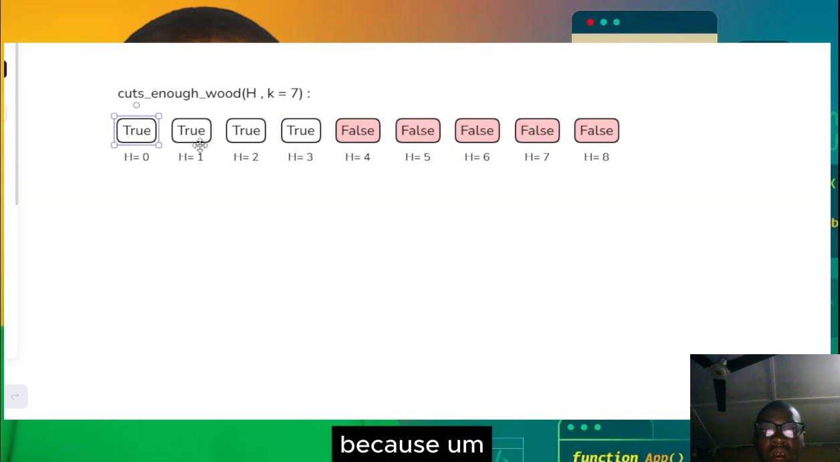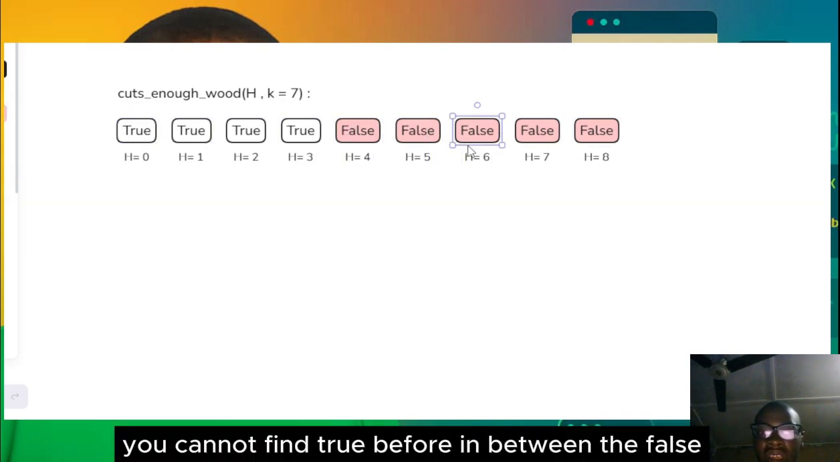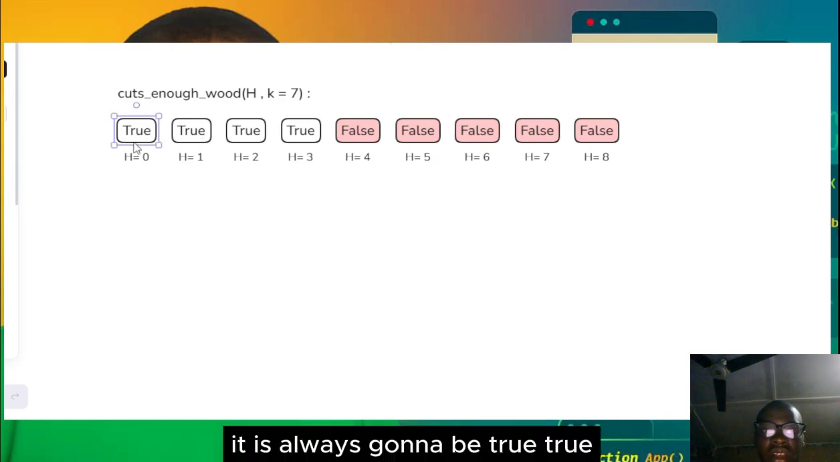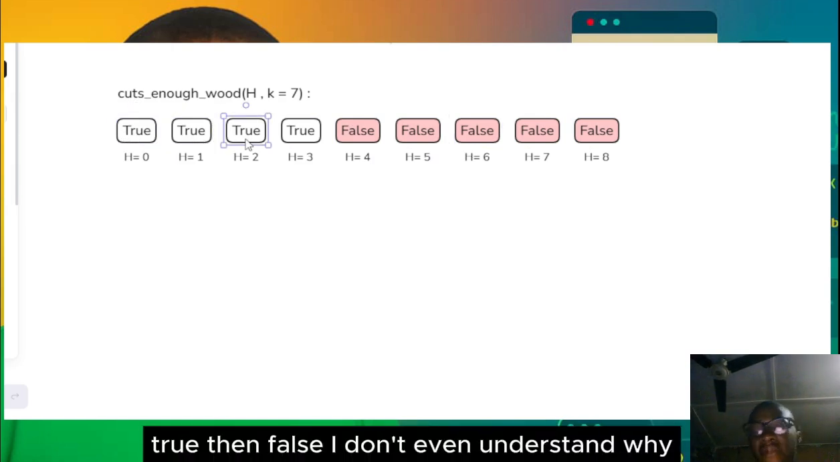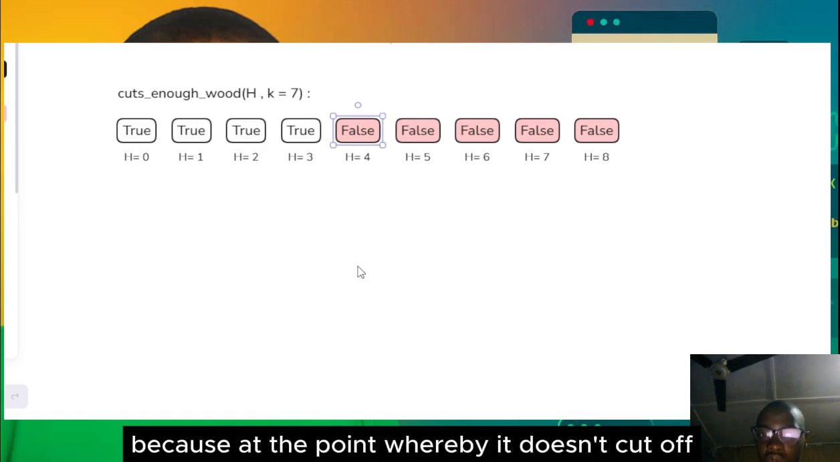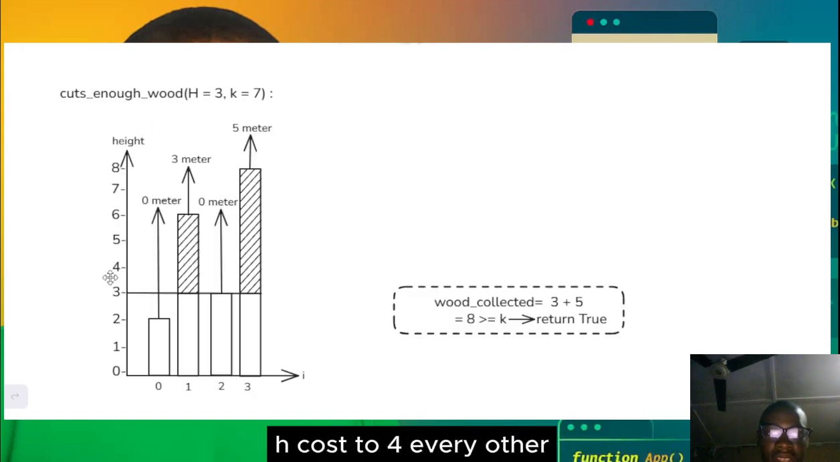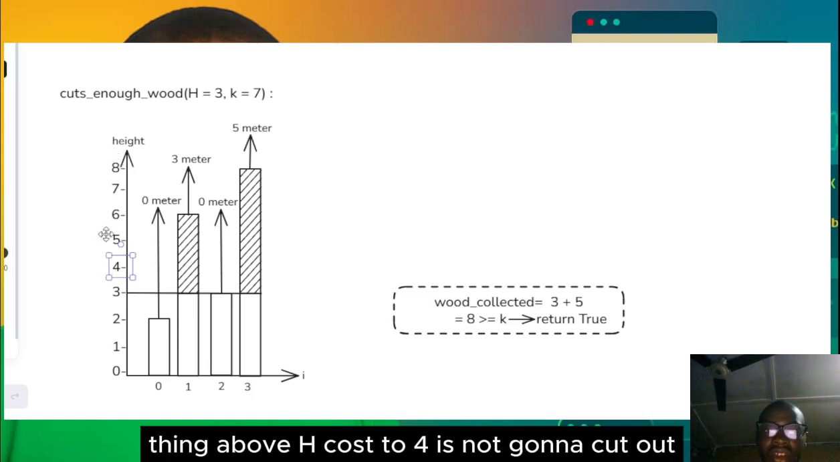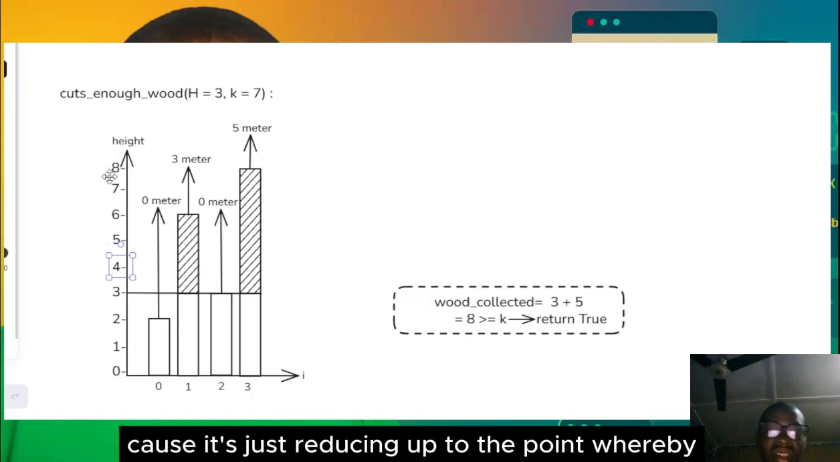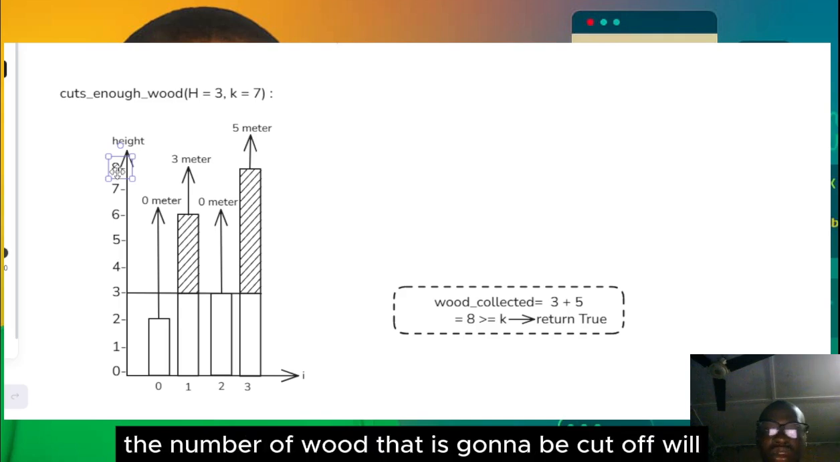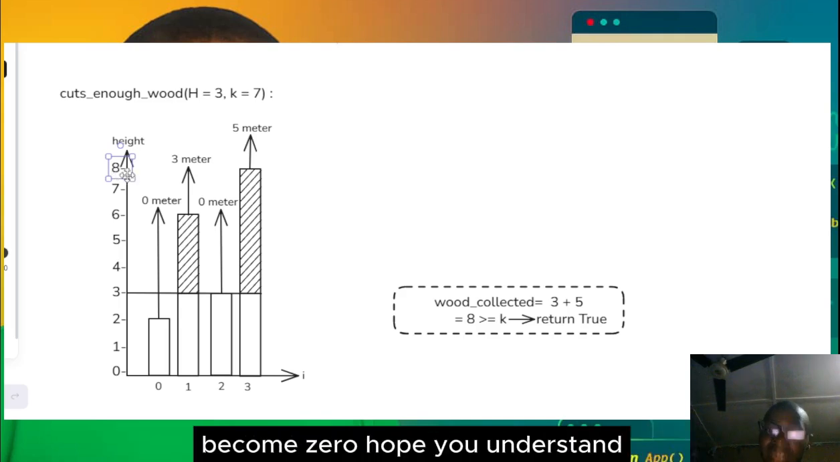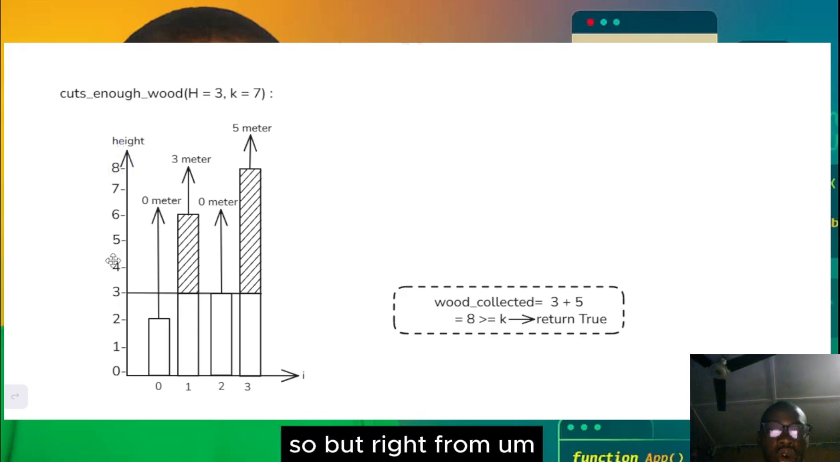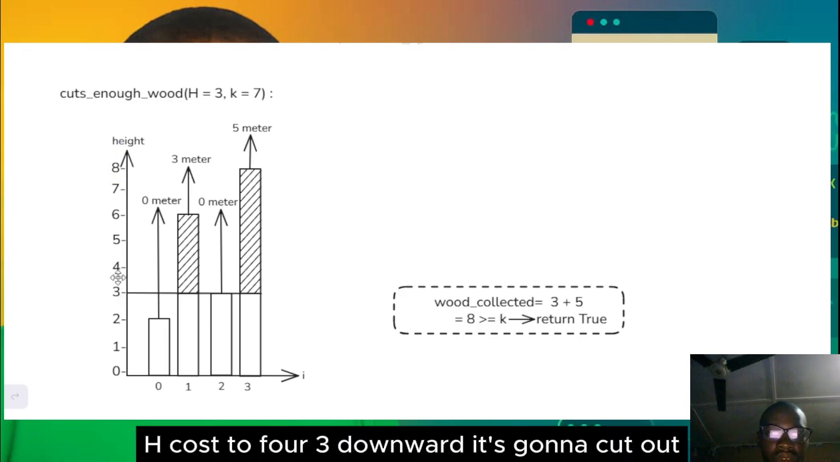Why? Because you cannot find true before in between the false. It's always going to be true, then false. I don't even understand why. Because at the point where it doesn't cut off, at the point h equals 4, every other thing above h equals 4 is not going to cut out, because it's just reducing up to the point where the amount of wood that is going to be cut off will become 0. Hope you understand. But right from h equals 3 downward, it is going to cut out.